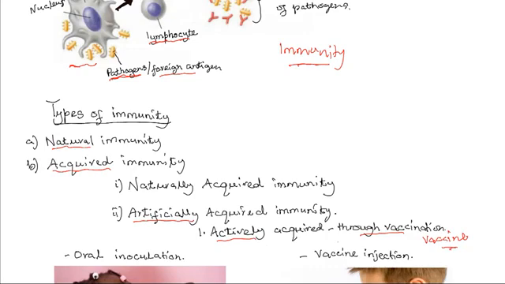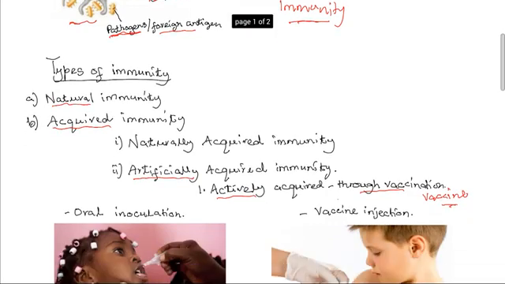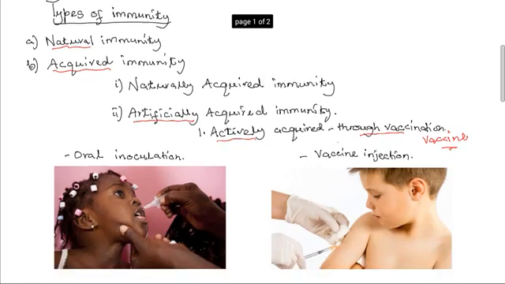Vaccine is normally administered either through oral inoculation, through the mouth, or the vaccine can be injected directly into the bloodstream. Either way, the vaccine that contains the dead pathogens will then stimulate the body to produce its own antibodies, which will then protect the body against any invasion by the specific pathogen.